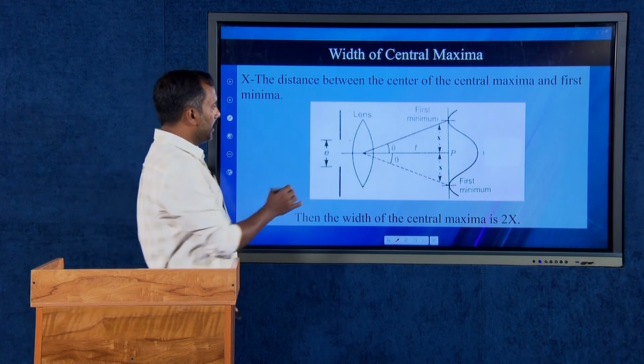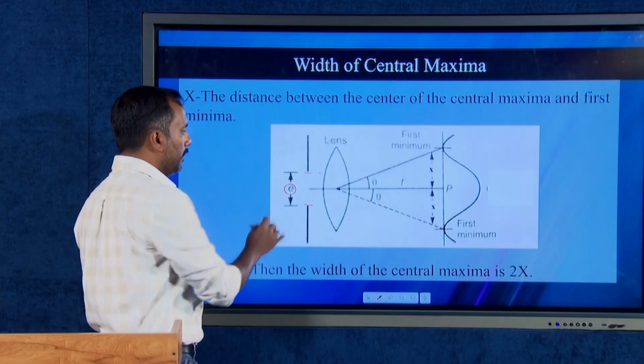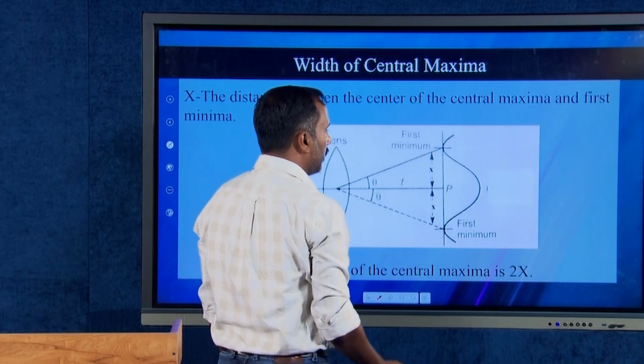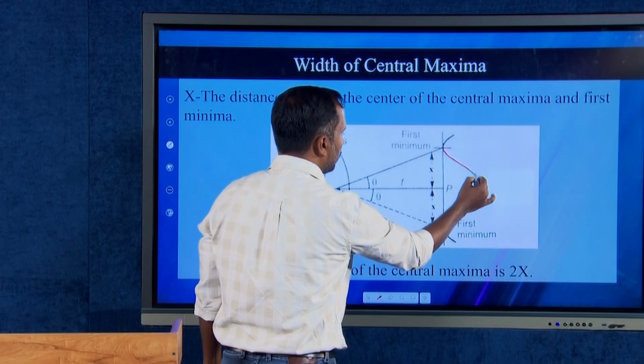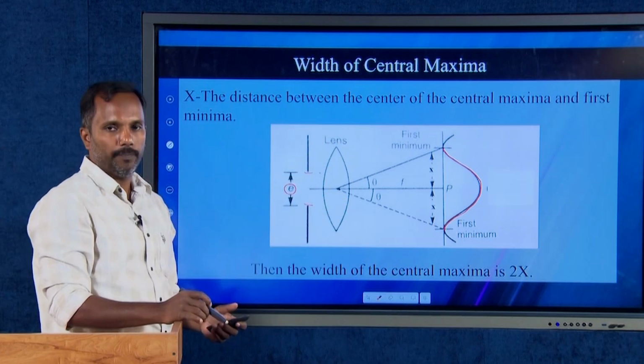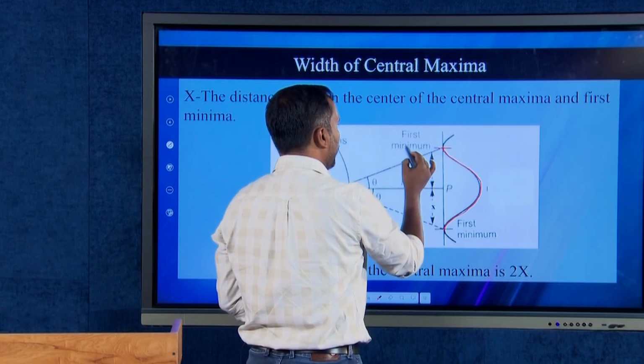Now, we are considering the slit here. The slit we took as e, and the light is spreading out, and the intensity pattern is formed on the screen. We have the central maxima like this, and on both sides of the central maxima we will be getting the minima, and next to the central maxima we will be getting the first minima.